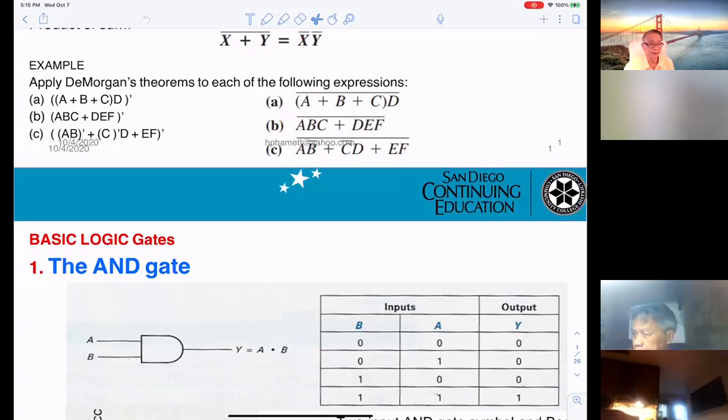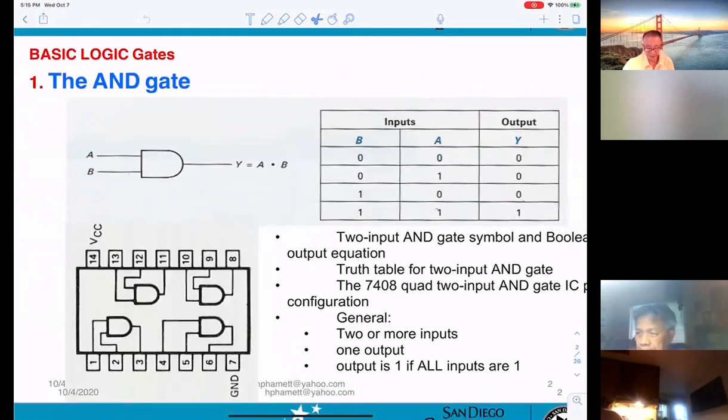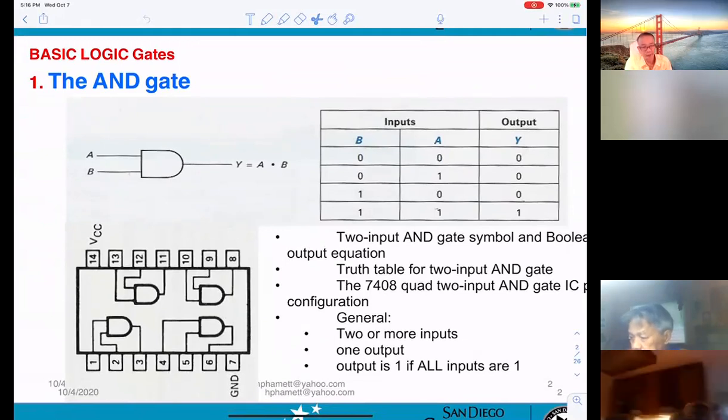Okay, so today we start with another chapter on the basic logic gates. The first one is the gate we call the AND gate. An AND gate can get two or more inputs. However, it gets only one output. So the equation will be Y equals A times B.